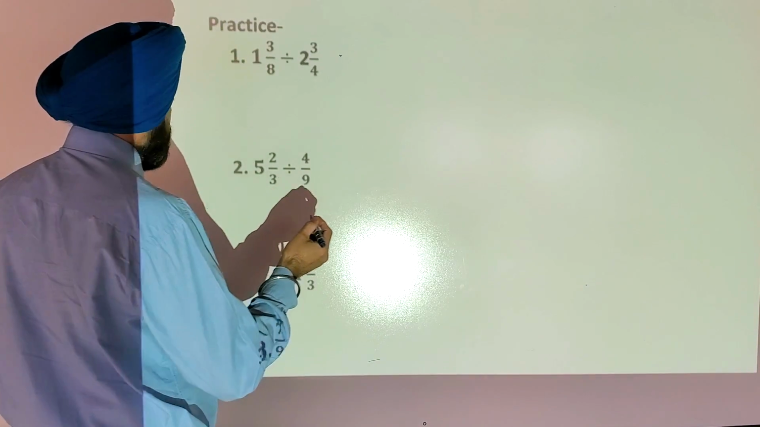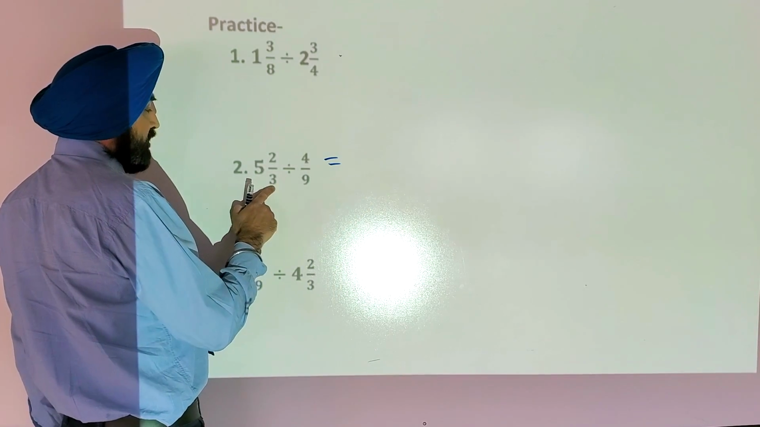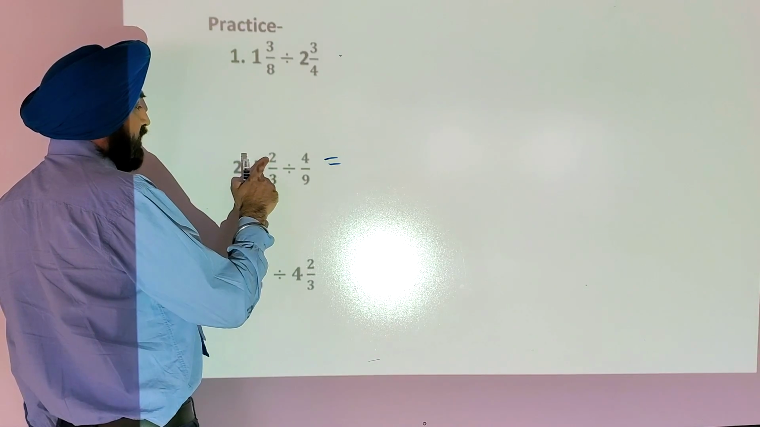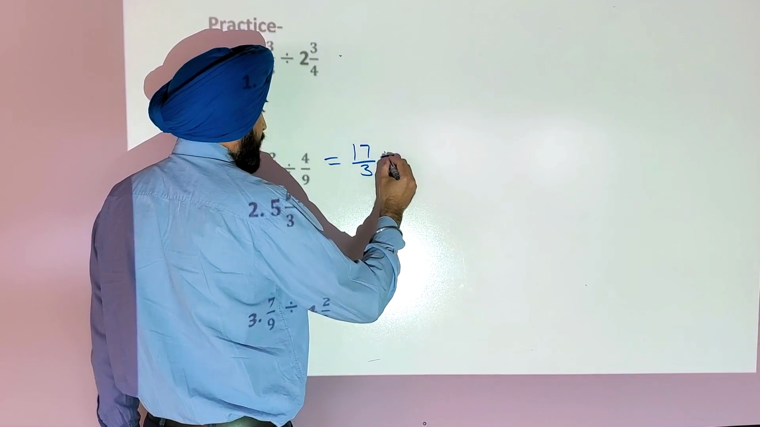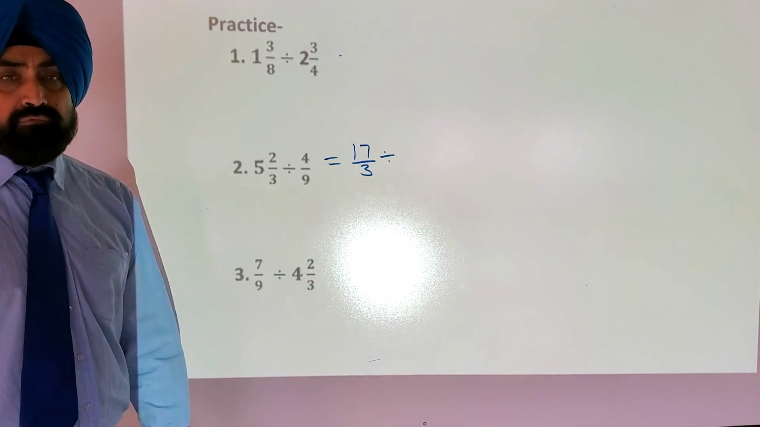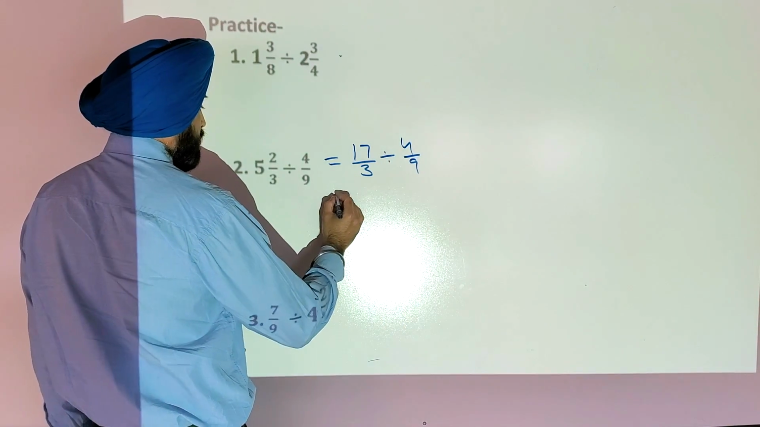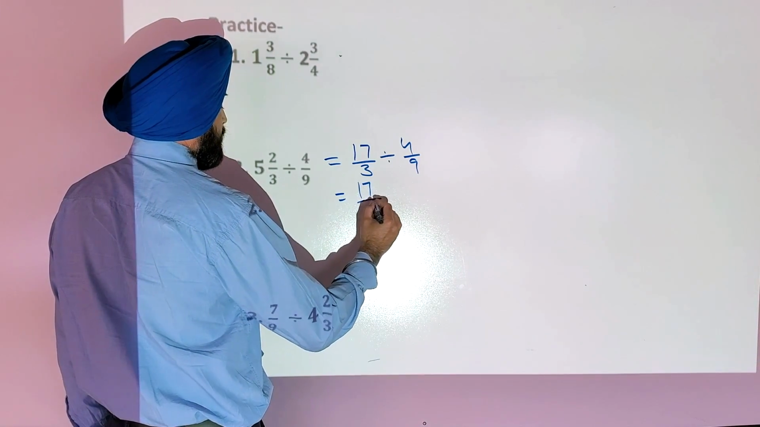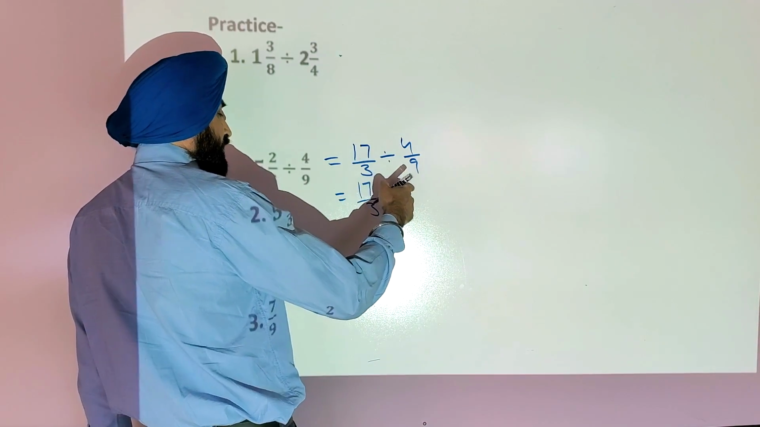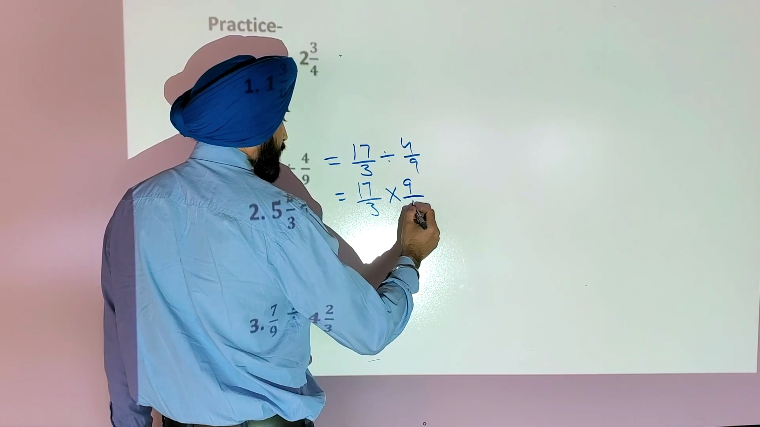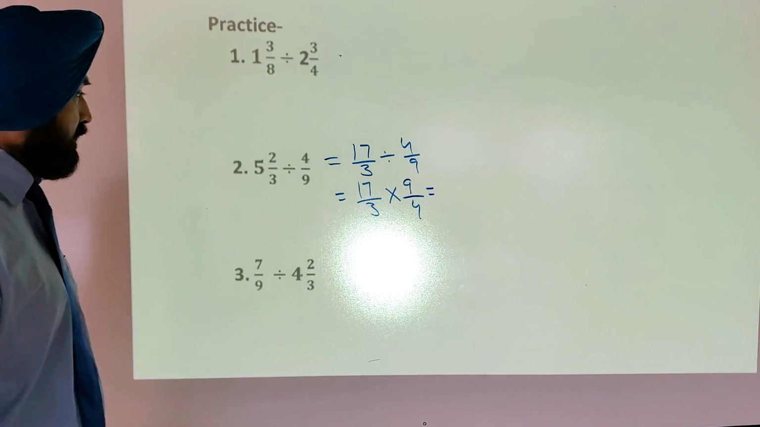Next question. What we will do here: convert this into improper. 5 times 3, 15. 15 plus 2, 17 over 3, divided by, this is already in fraction form, we don't have to convert, right? So write 4 over 9 as it is. Now what we do: write the first fraction as it is. Instead of division, put a multiplication sign and flip the second fraction. 4 over 9 will be written as 9 over 4. And then you solve it.